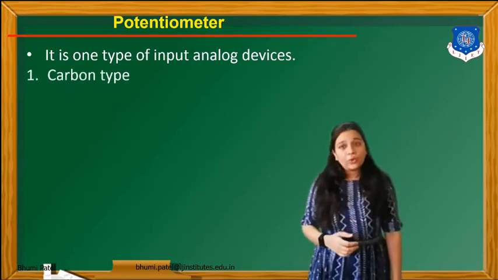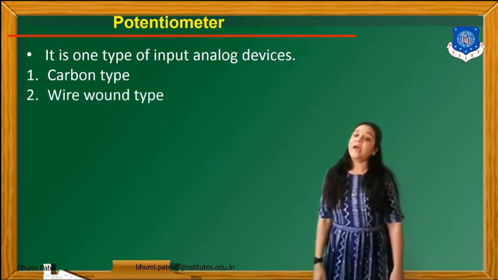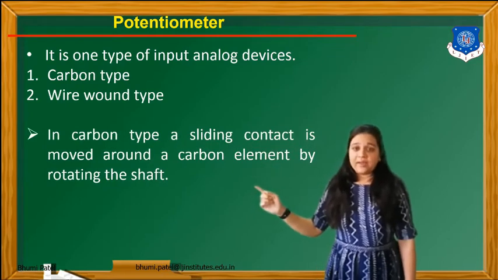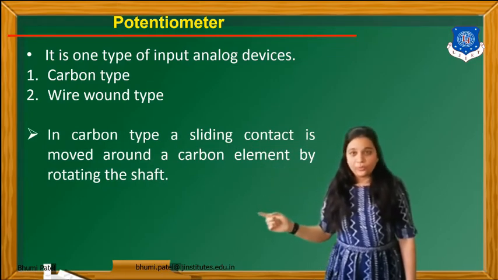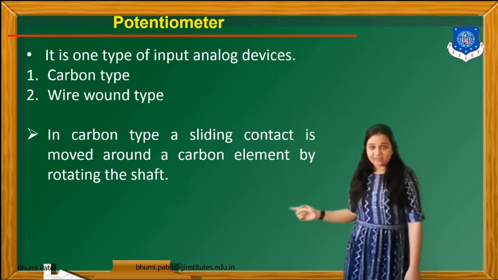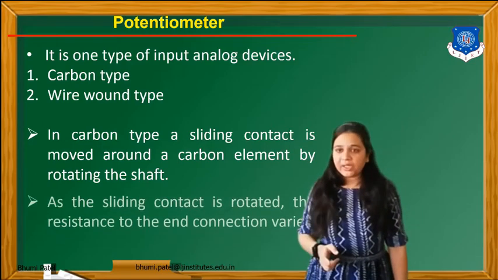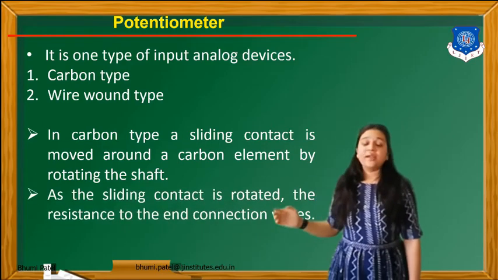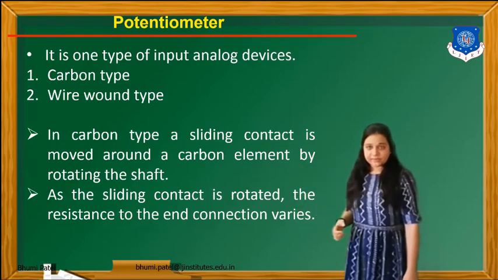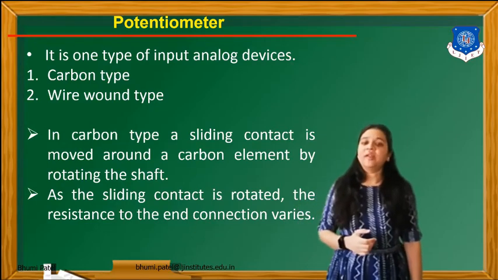There are two types of potentiometer. The first one is the carbon type and the second one is the wire wound type. In the carbon type, a sliding contact is moved around a carbon element by rotating the shaft. This is the construction of the carbon type potentiometer. As the sliding contact is rotated, the resistance to the end connection varies. So depending upon the sliding contact rotation, the resistance will vary.